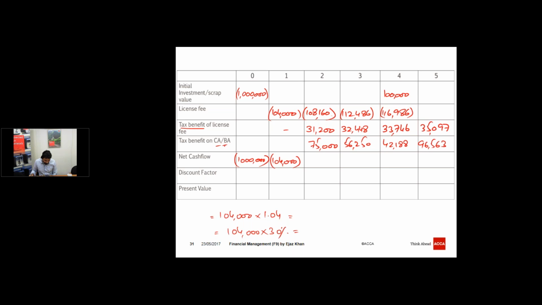Manish, you're right. License fee will be paid in both cases, but what license fee will we be paying in the lease option is not mentioned in the question. It is included in the lease rental, so we cannot separate it from there. So since it is included in the lease rental there, we have also included it here.